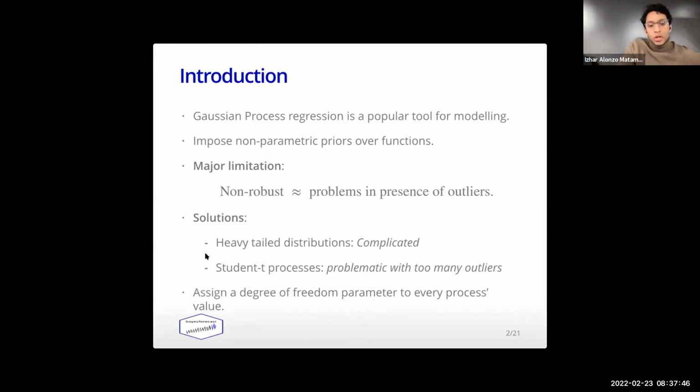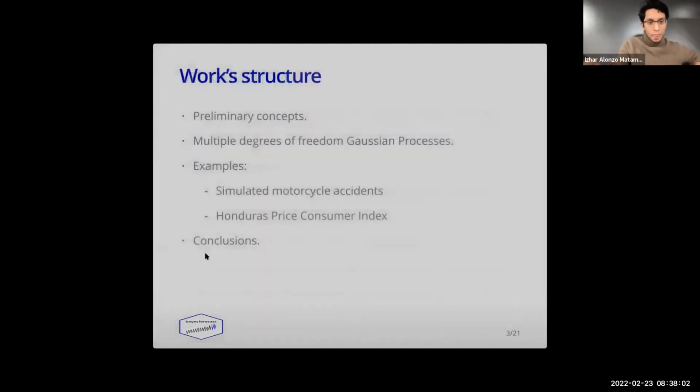So our idea was to assign a degrees of freedom parameter to every value of the process. So for every time of the process that we are analyzing, we're going to assign a degrees of freedom, and we can control that degrees of freedom, so we can control how heavy the tail will be for that time in the distribution.